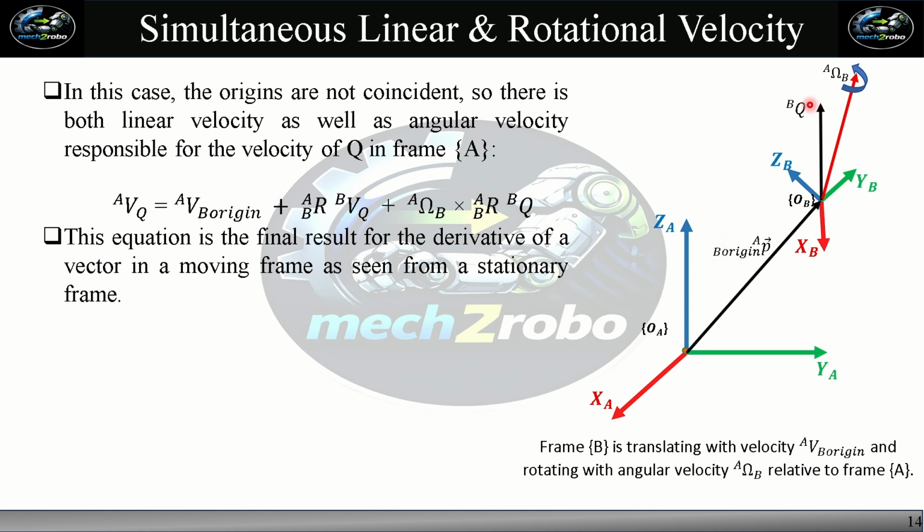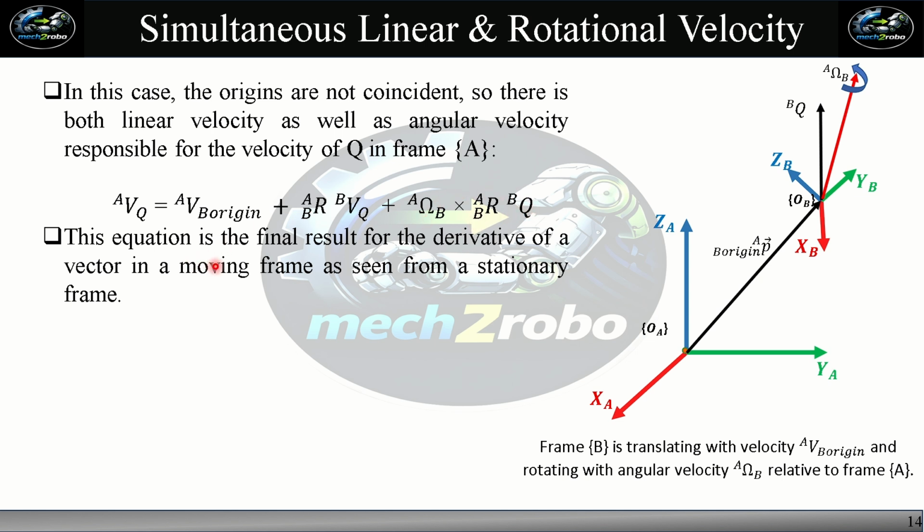And the velocity of this point Q in frame A has three components. First one is the translation velocity of this frame B with respect to frame A, and second one is the velocity of this point Q with respect to frame B but expressed in frame A, that is written by this term. And the third one is the velocity of this vector due to the angular velocity of this frame B with respect to A, and that is represented by this term.